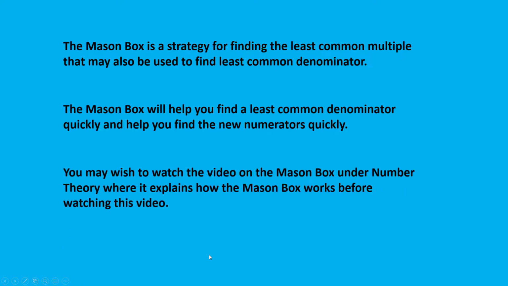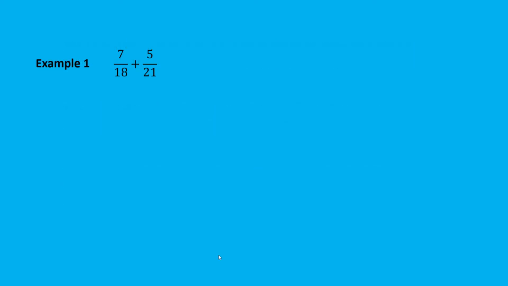You may wish to watch the video on the Mason box under number theory, where it explains how the Mason box works before watching this video. Example 1, let's take 7/18 plus 5/21. In this case, 18 and 21 are your denominators. Finding a common denominator could be a little difficult at times.